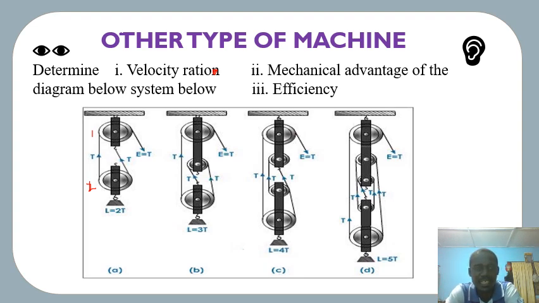When we go to the second diagram B, we have 3 pulleys. Therefore, the number of pulleys is 3, so the velocity ratio will also be 3. And we also learned that at a point the velocity ratio is equal to the mechanical advantage. So try your hands on C and D, and I know you will get it.